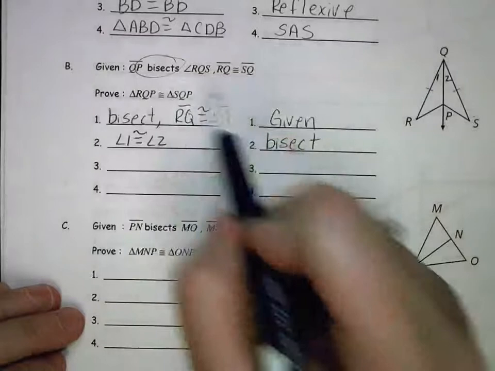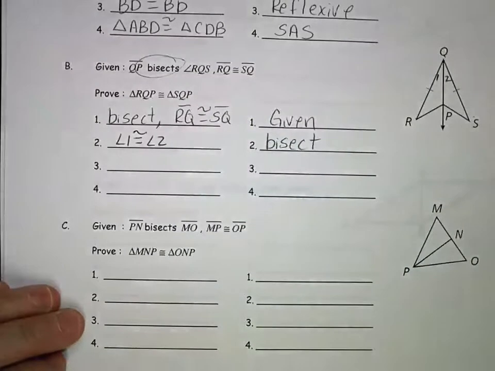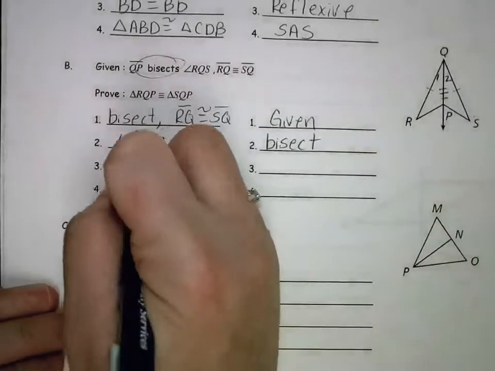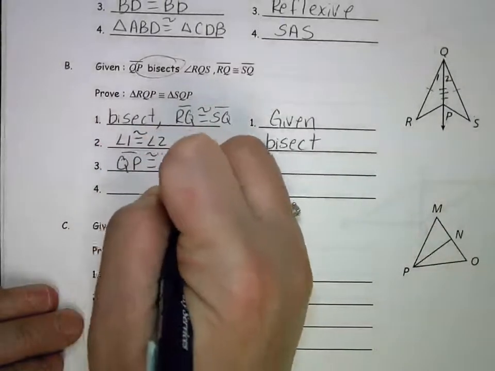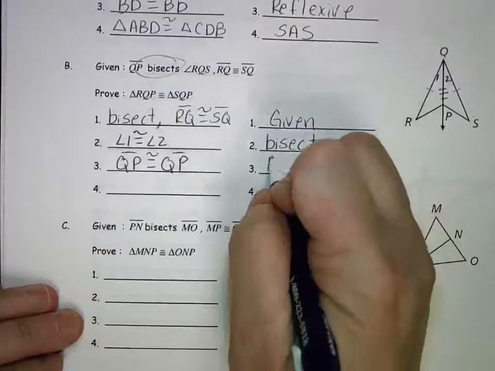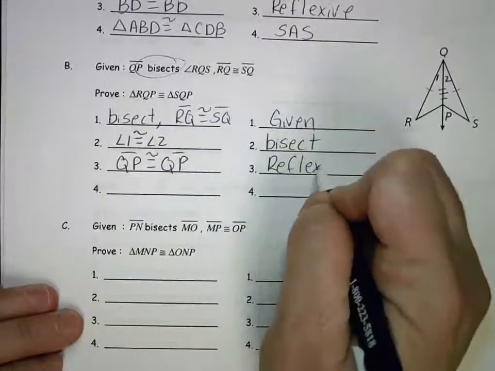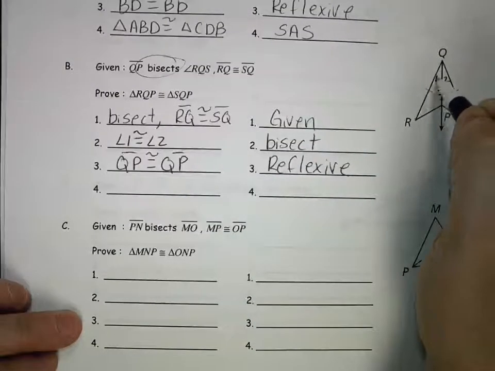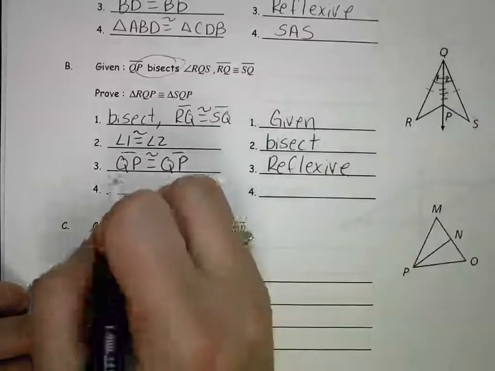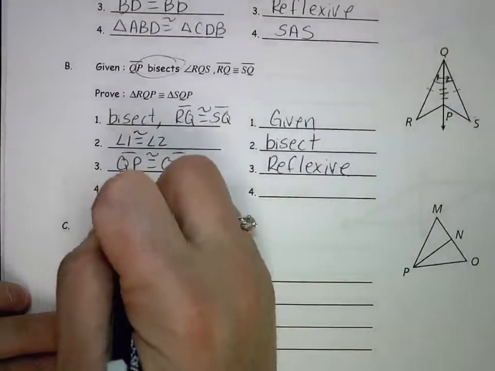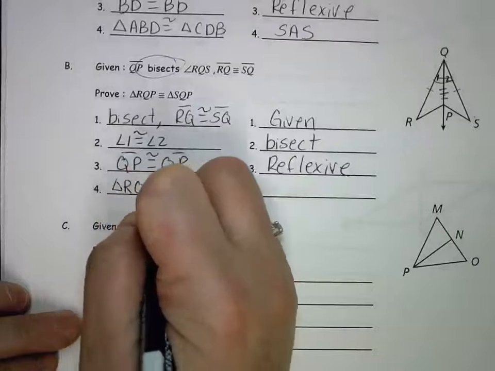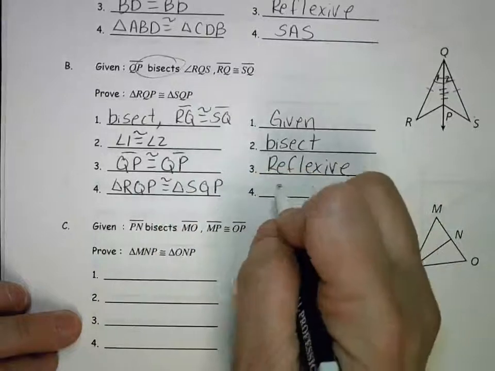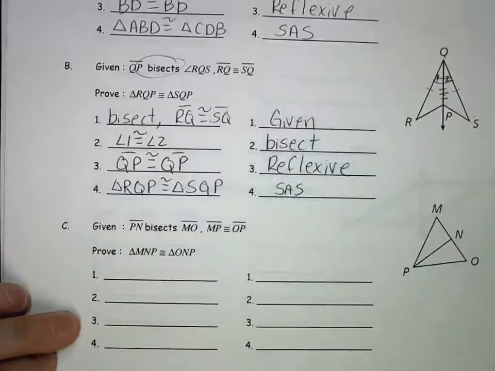We don't have anything else in our given, so we have to look at our picture to try to figure something else out. And it's going to be right here that QP is congruent to QP by the reflexive property. And now if you look, you have side, angle, side. And you can say triangle RQP is congruent to triangle SQP by side, angle, side.